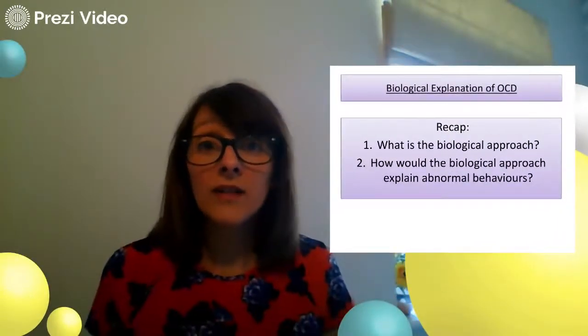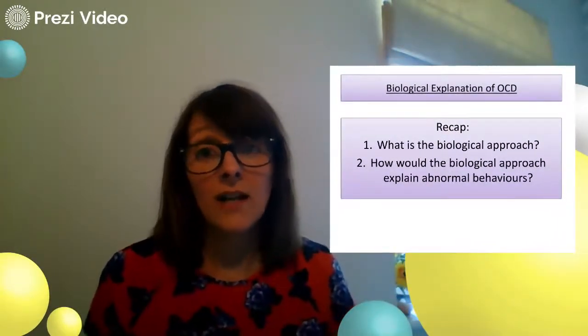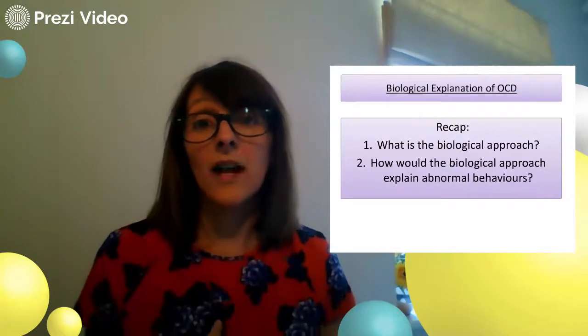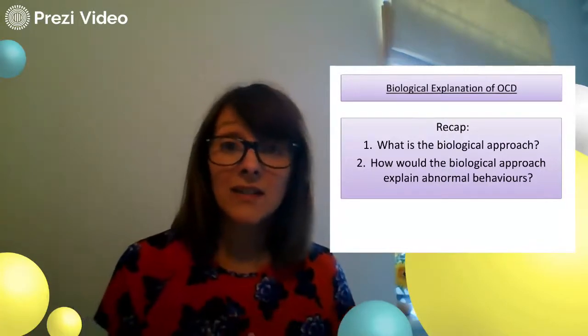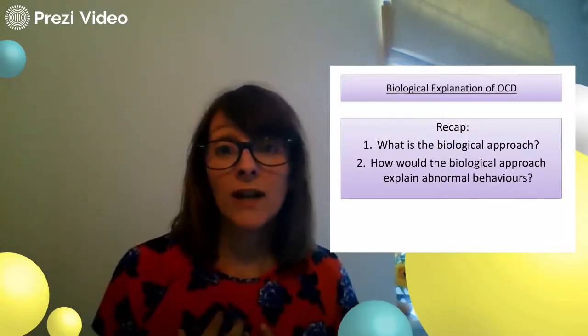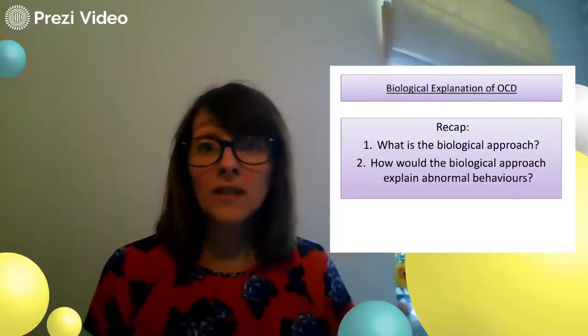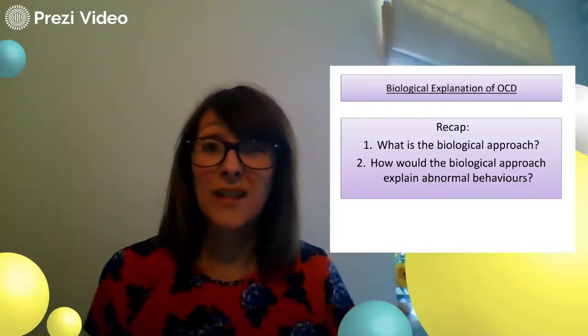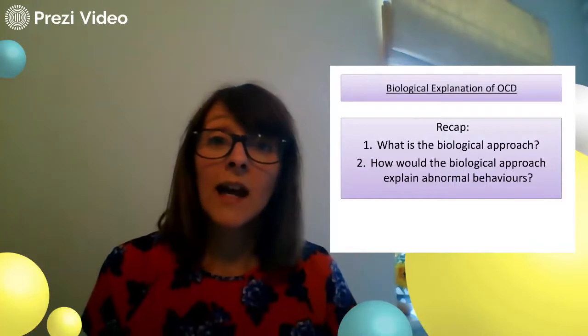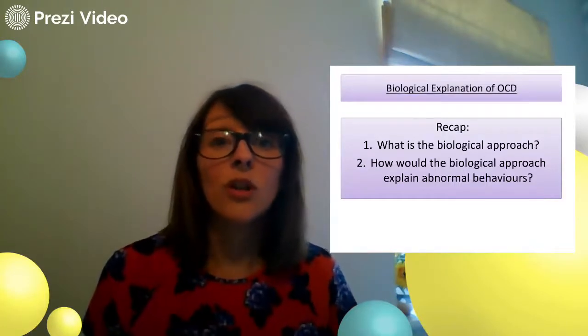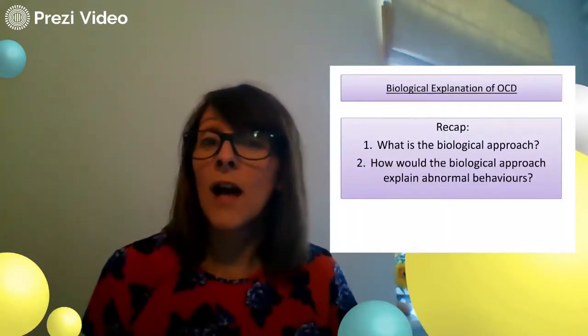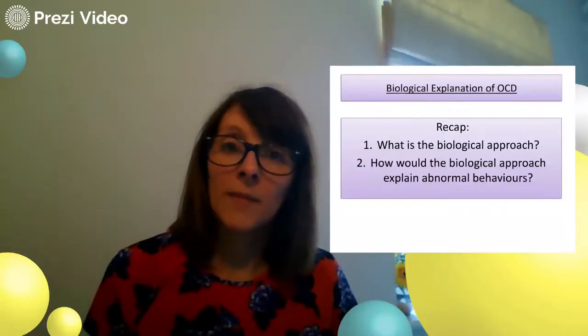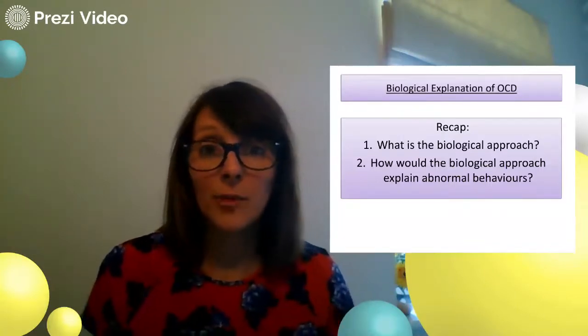Okay, so with regards to the biological approach, you should have the idea that it's focusing on how we might inherit characteristics, and how biological characteristics, so things within us, can affect our behaviour. So an example of this might be genes, or hormones, or neurotransmitters, or neural things, so areas of our brain, for example.